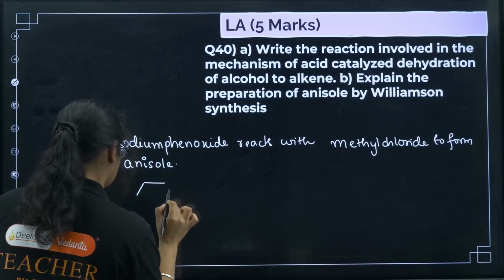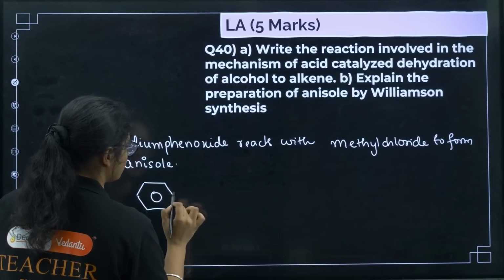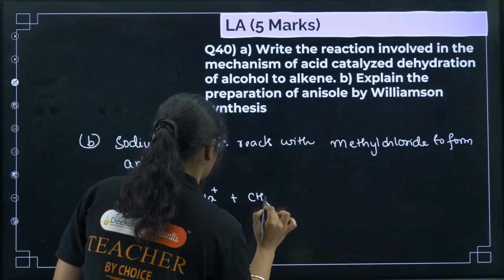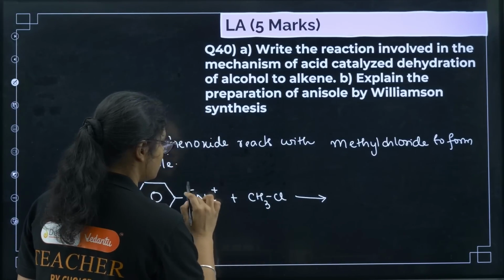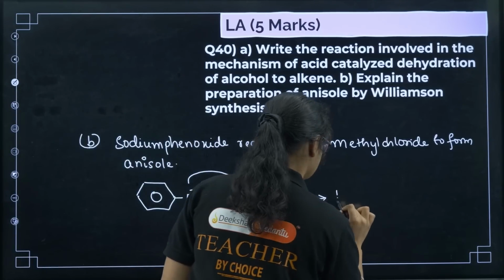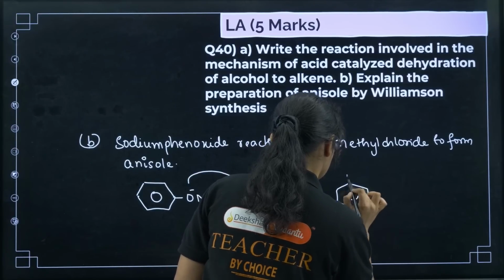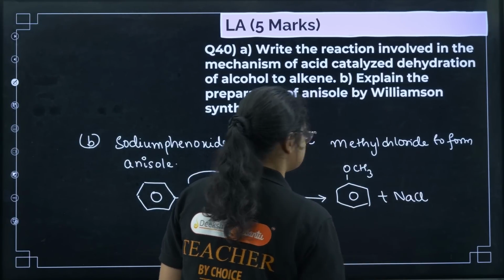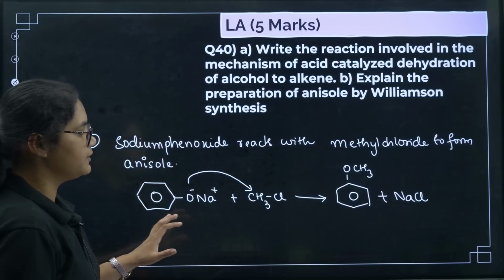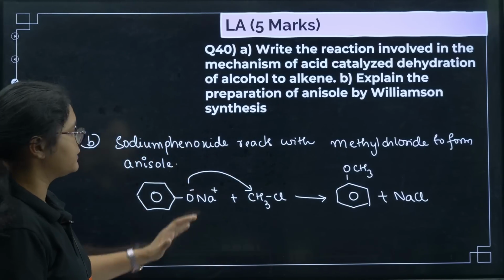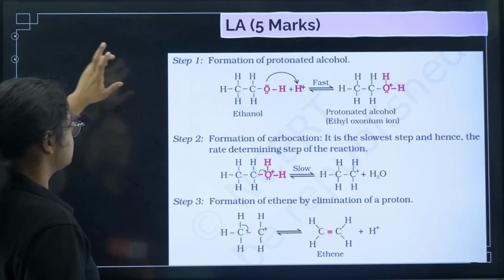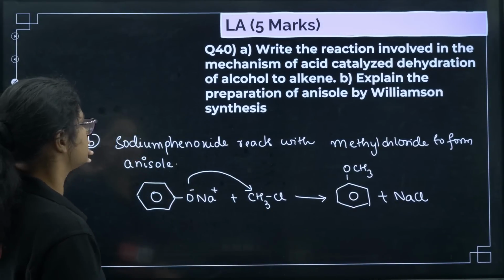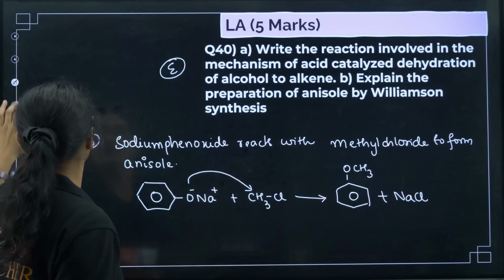Okay. So if I write here, you have sodium phenoxide, okay, plus methyl chloride. That will give you what? This one will react with this one. So you will get OCH3 plus NaCl. Okay, so that will be formed and that is the reaction you have to write. This will give you 2 marks. Okay, so this 3 marks, 3 steps, 3 marks, and this one will give you 2 marks, so total 5 marks. So this is also very easy question and direct question.